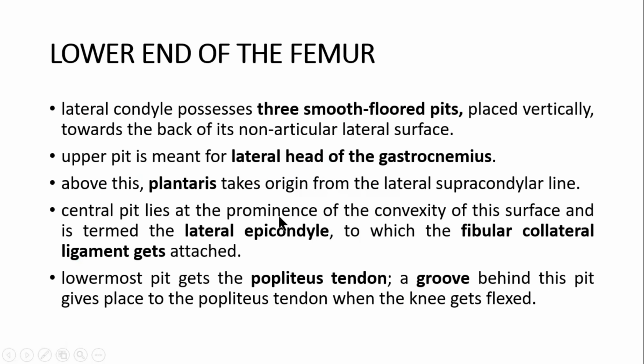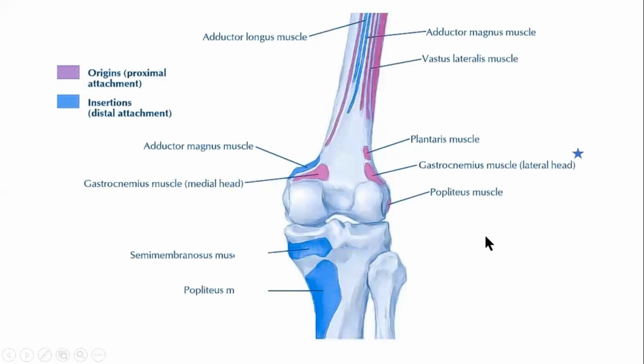Central bit lies at the prominence of the convexity of this surface and is termed the lateral epicondyle, to which the fibular collateral ligament gets attached. Lowermost bit gets the popliteus tendon; a groove behind this bit gives place to the popliteus tendon when the knee gets flexed. Right? This is the popliteus muscle attachment over here.